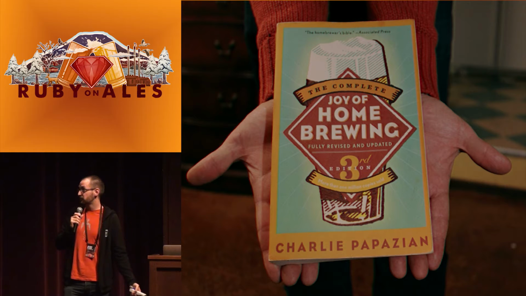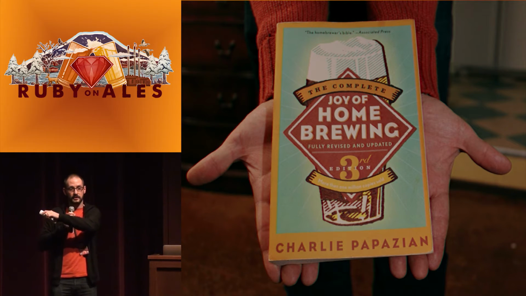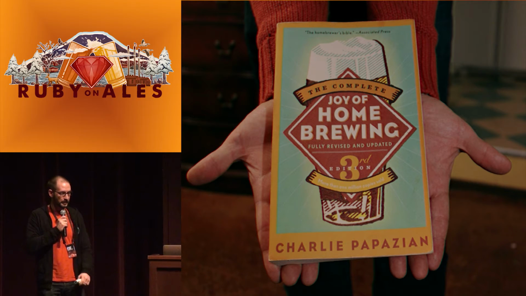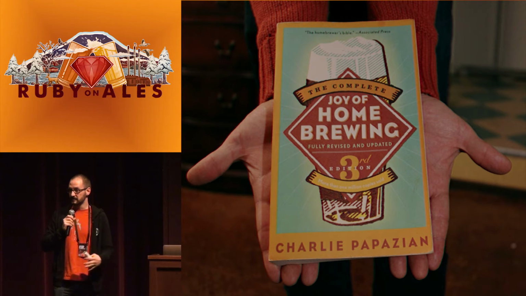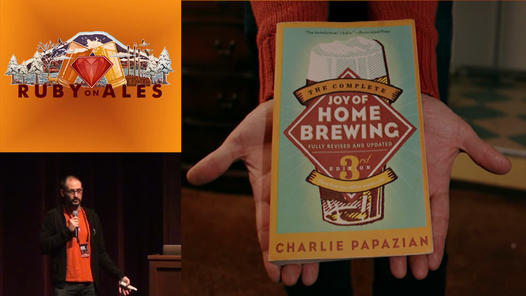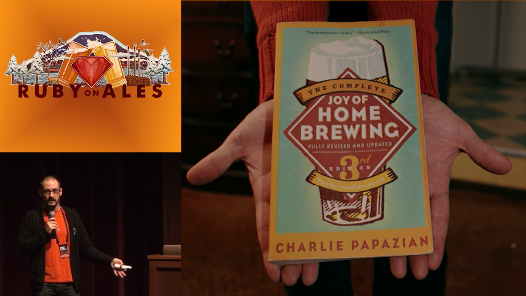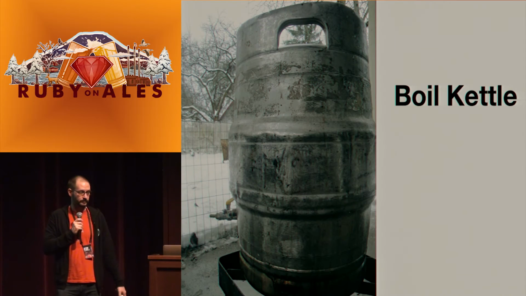One of the first things that I would suggest is that you get this book. This book by Charlie Papazian is one of the best references for homebrewing that exists. It's easy to read, it's simple, but it has a lot of the information that you're going to need for your kind of beginning to intermediate brewing.